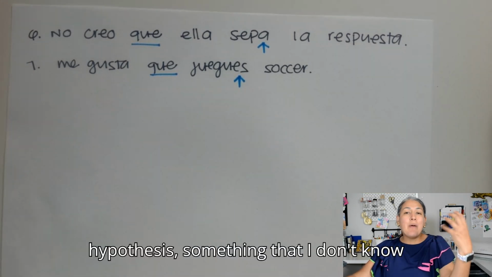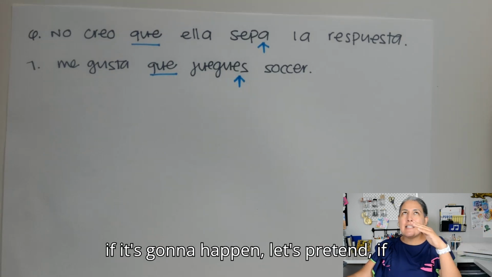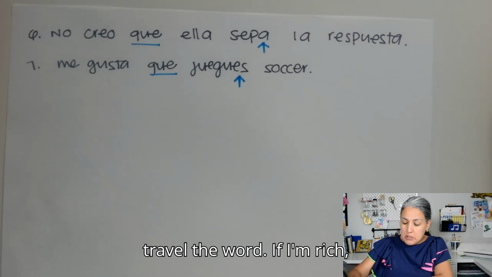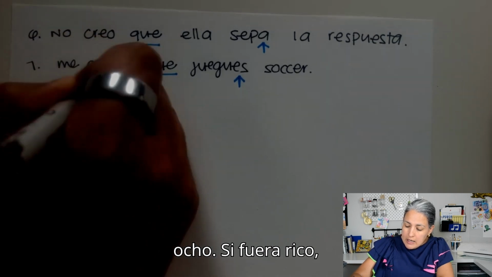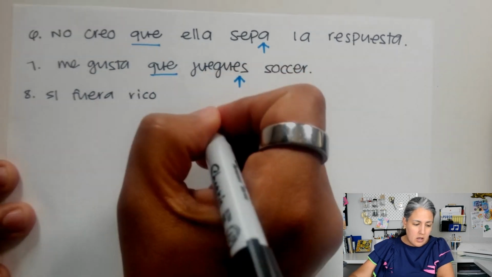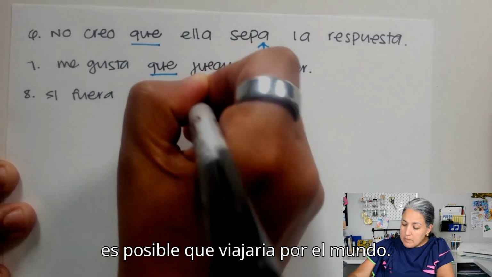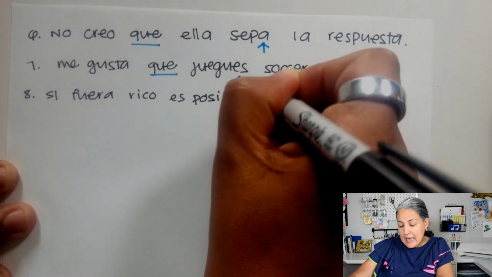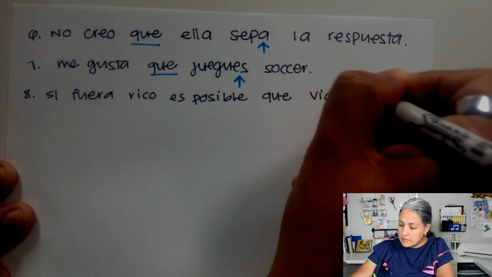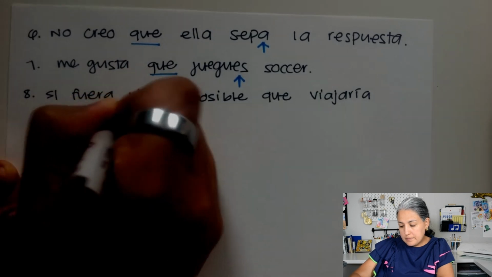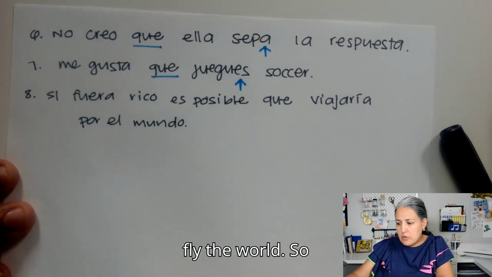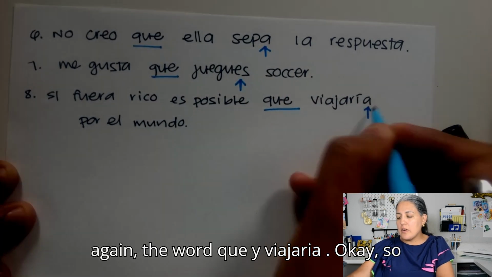And a hypothesis, something that I don't know if it's going to happen. Let's pretend I'm rich. If I'm rich, I would travel the world. Number 8. Si fuera rico. Si fuera rico, es posible que viajaría por el mundo. If I was rich, it's possible that I would travel the world. So again, the word que and viajaría.